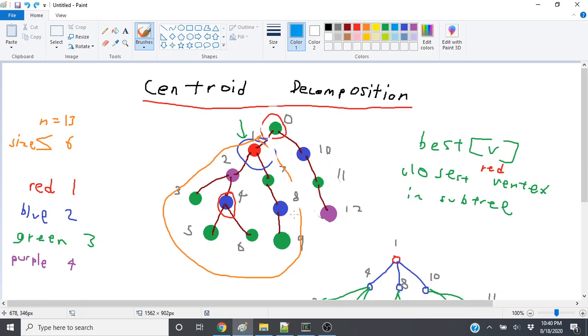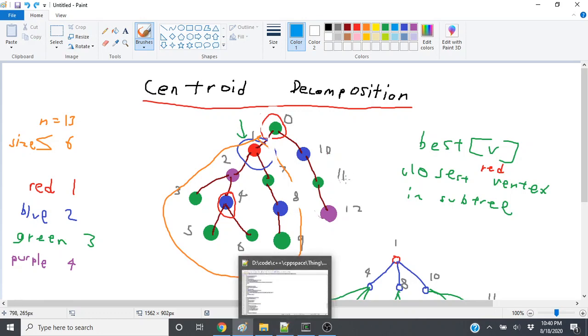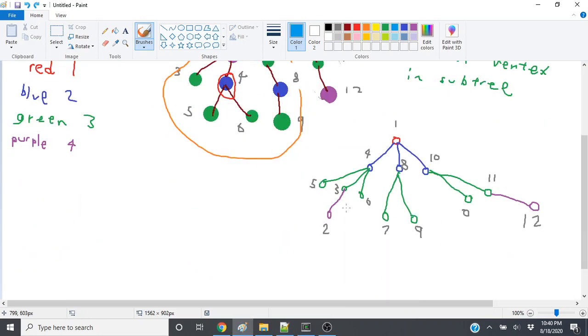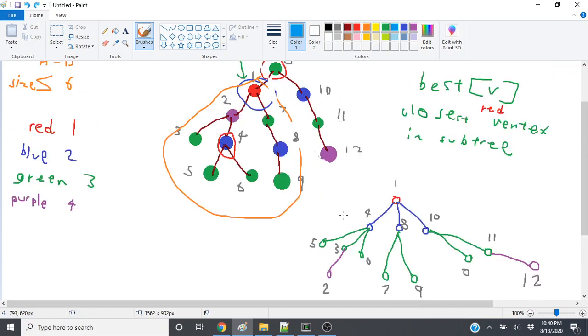Okay, let's get back to the original problem now. Now that we have this tree, what do we do with this? We still haven't gotten anywhere with the problem. We still have an n squared log n solution. But now that we have the centroid tree, there's a cool property. We can exploit the properties that we just showed.